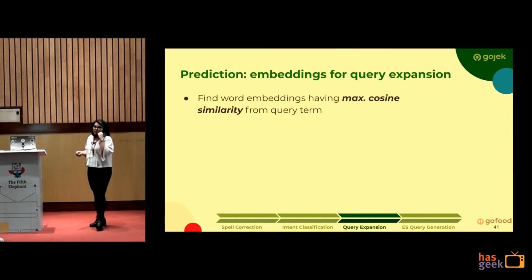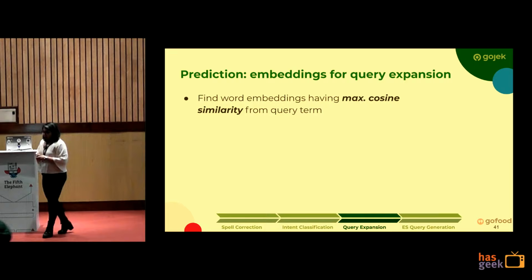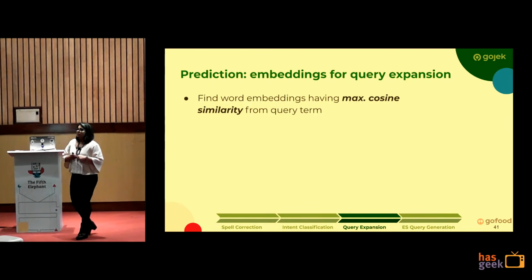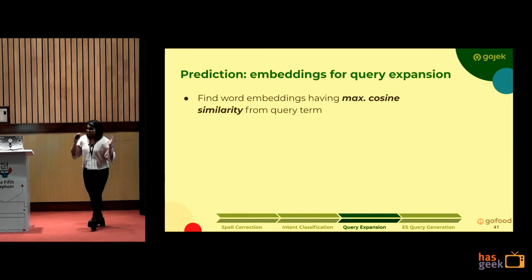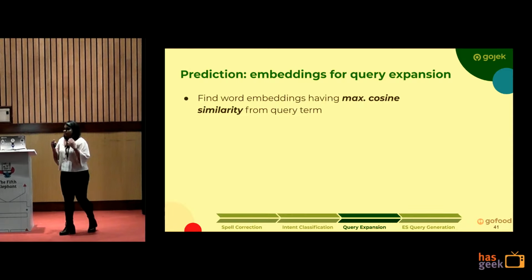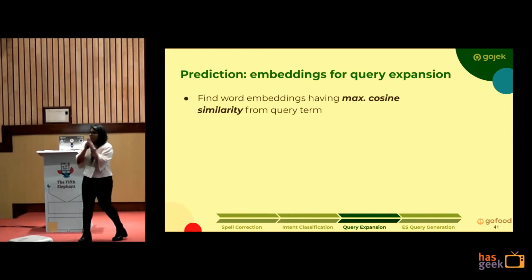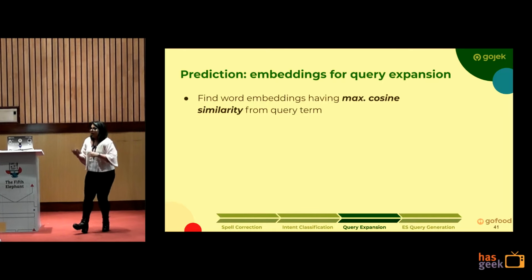So how do we use these word vectors for query expansion? For each search query that we have, we find the word that has an embedding that is closest to the embedding for the search query, which means that the embedding for the search query and the embedding for the expansion term have a very high cosine similarity.